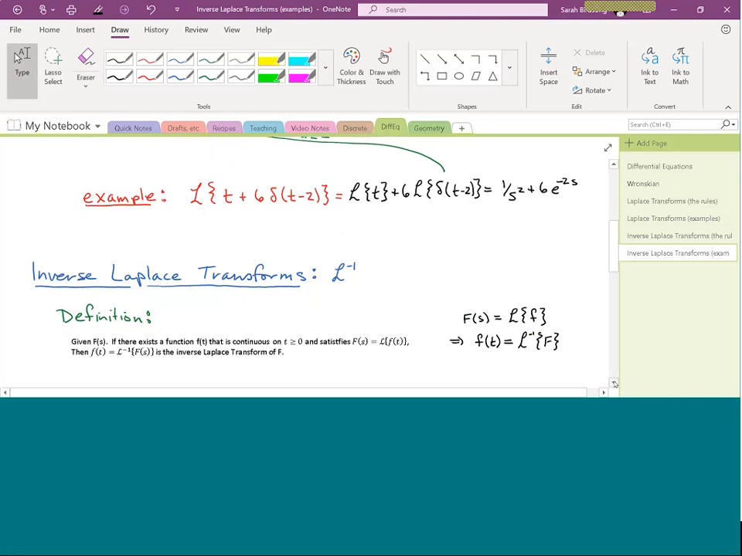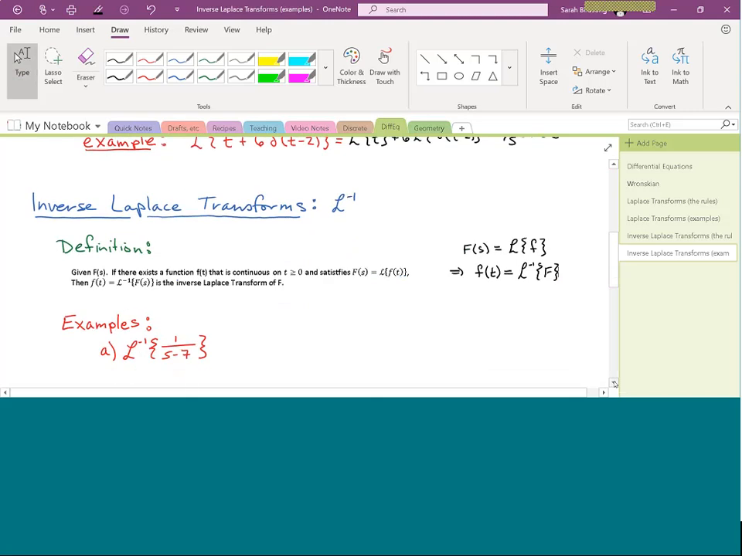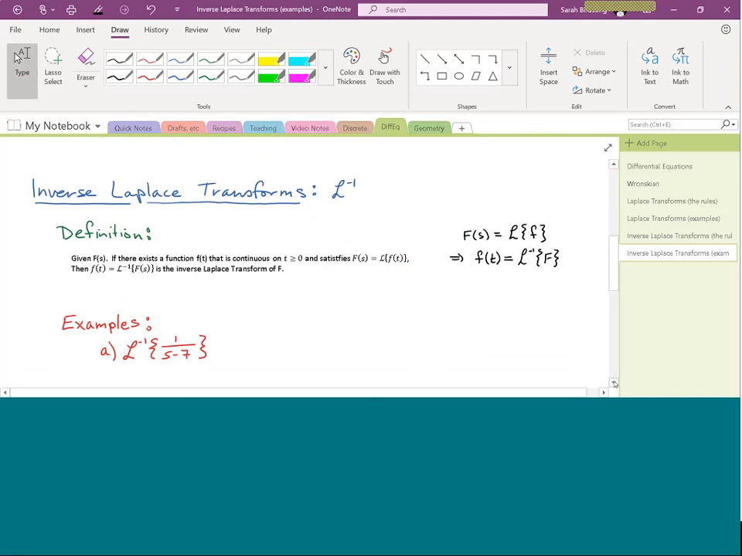So let's see if we can figure out some examples. Suppose you have this first example, and it says you've got the function 1 over s minus 7, and you want to know what function would have given us this Laplace transform of 1 over s minus 7. So this is literally what we're doing here to the side. So here's scratch work. What or whose Laplace transform gives us that 1 over s minus 7? Anybody have a guess of what type of function this might be?